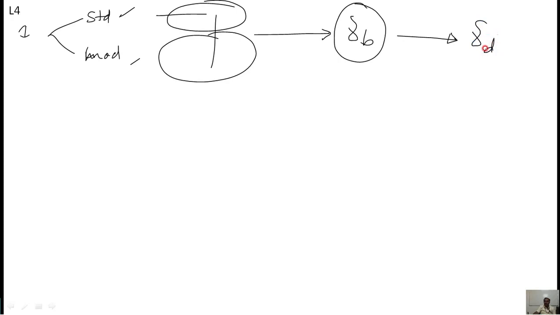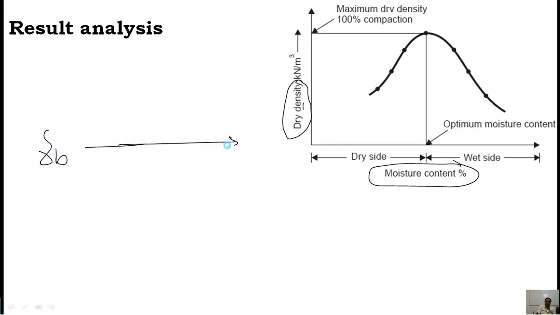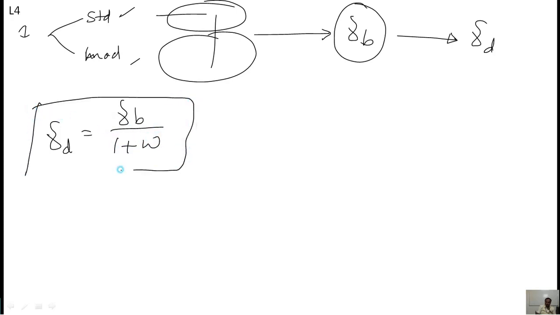Why do you want dry density? To draw the graph. This graph requires dry density and moisture content, right? Therefore, if you know the bulk density from the test, you need to convert it into dry density. To convert bulk density to dry density, you used the equation gamma d equal to gamma b divided by 1 plus w. This equation you used, yes or no? Yes, sir. You used this equation and converted bulk density to dry density.